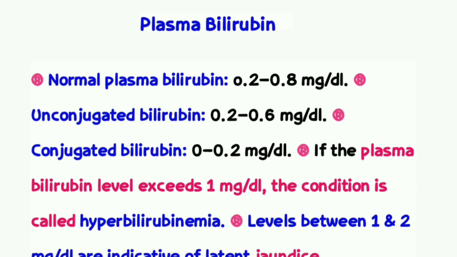Plasma bilirubin. Normal plasma bilirubin is 0.2 to 0.8 milligram per deciliter. Unconjugated bilirubin is 0.2 to 0.6 milligram per deciliter. Conjugated bilirubin is 0 to 0.2 milligram per deciliter. If the plasma bilirubin level exceeds 1 milligram per deciliter, the condition is called hyperbilirubinemia. Levels between 1 and 2 milligram per deciliter are indicative of latent jaundice.